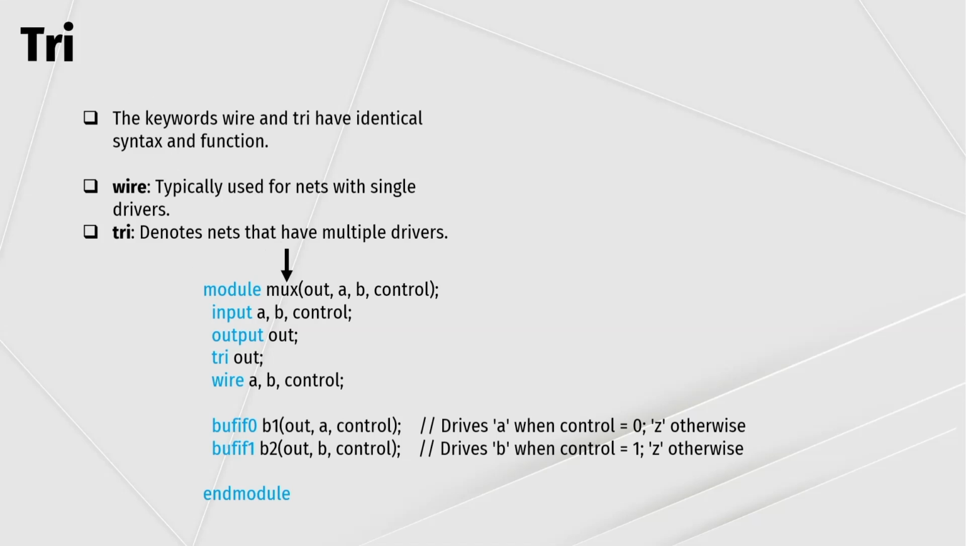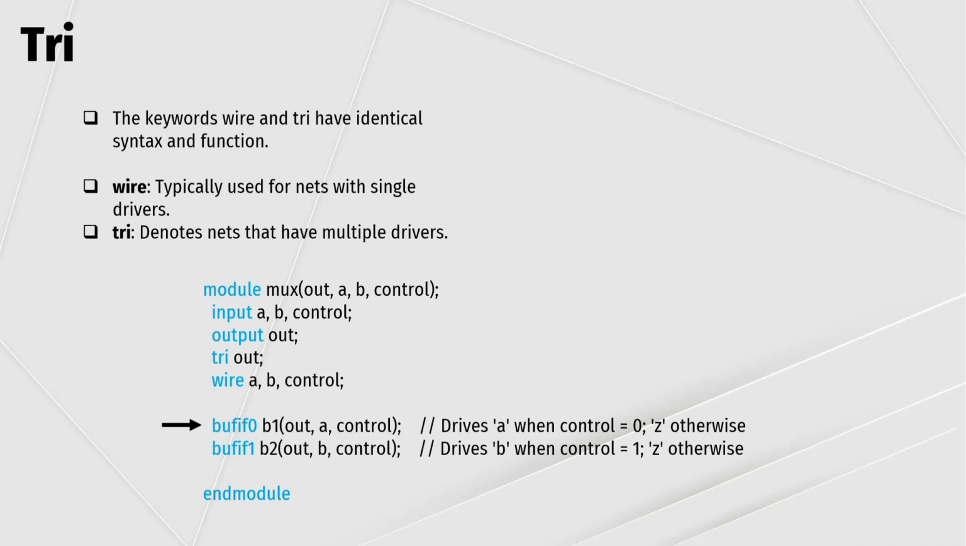Here we have a simple multiplexer module named MUX. This module has 3 inputs A, B, and control and 1 output out. The output is declared as a tri net, indicating it can be driven by multiple sources, while the inputs are declared as wire. The module uses two conditional buffers, bufif0 and bufif1.